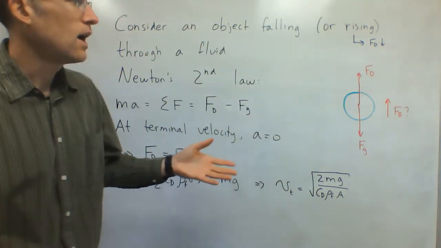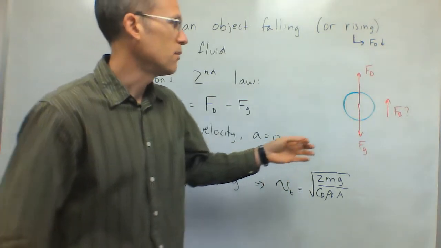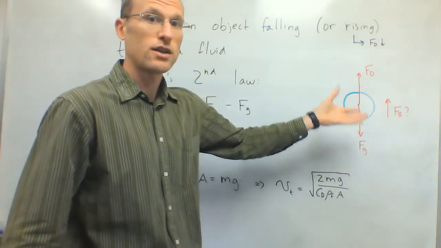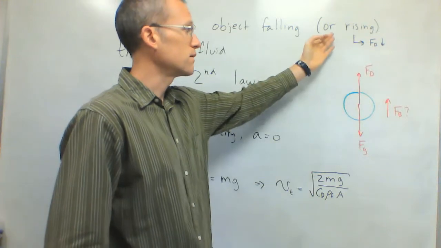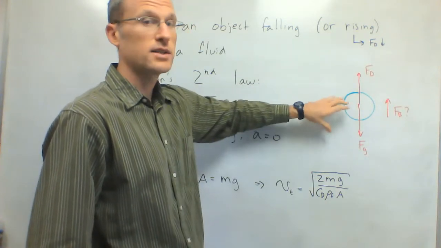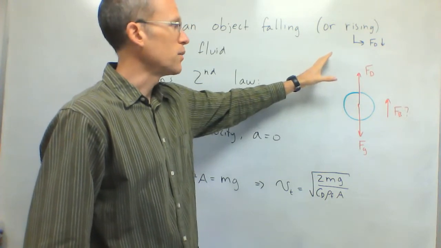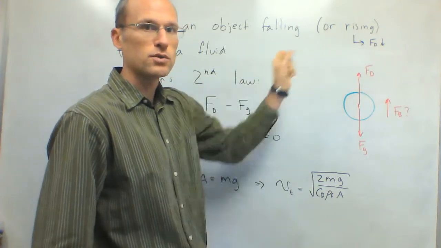If I had a situation like a hot air balloon, then the buoyant force is what actually causes it to rise. So I could also have a similar situation where the object is actually rising, like a hot air balloon, in which case the drag force acts downwards, not upwards the way I've drawn it.